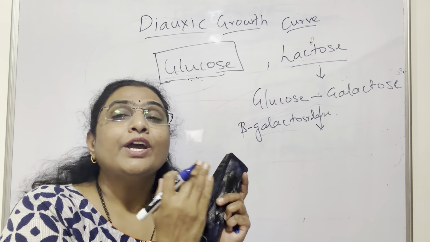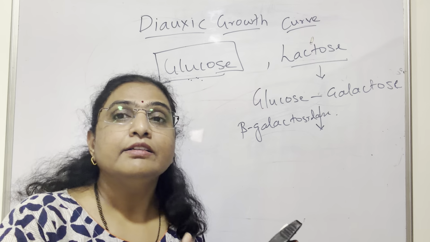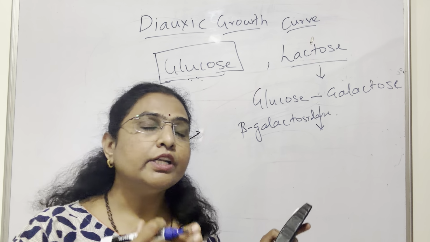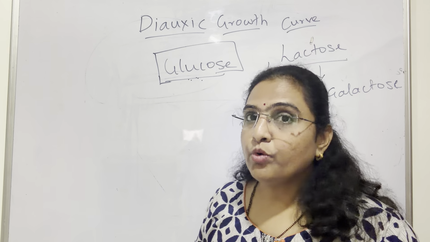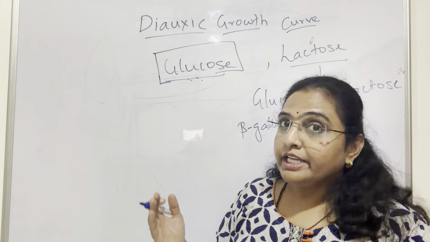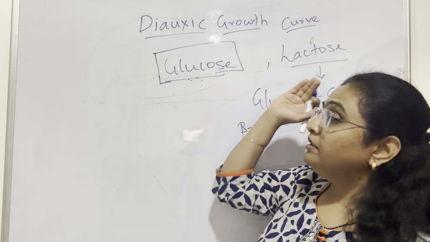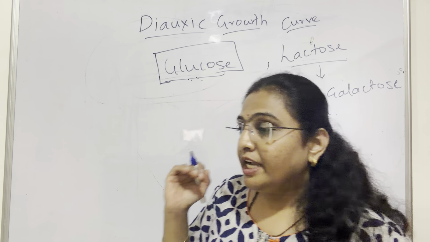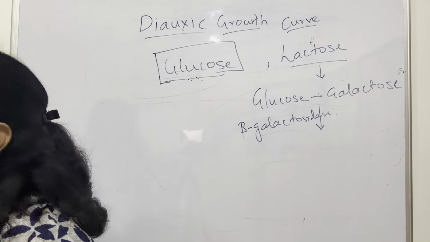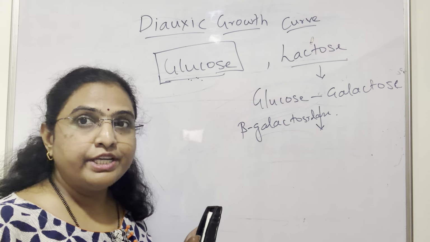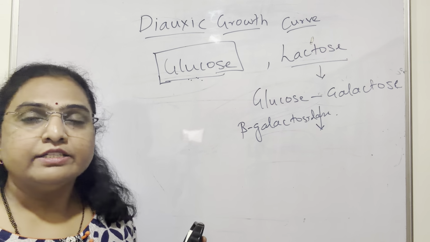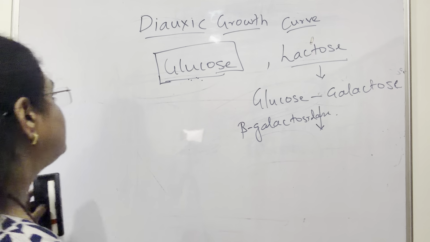So here you can see there is a catabolite repression, there is a glucose effect, and this is given by whom? It is given by Jacques Monod, by studying the utilization of glucose and lactose in the medium. That is, here there is a utilization of two carbon sources. It has been studied, first glucose and the second one is lactose. Now how has it been studied?